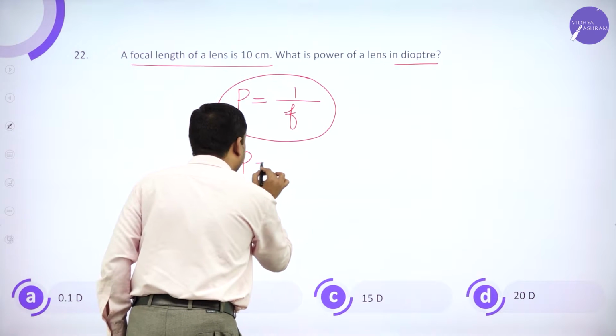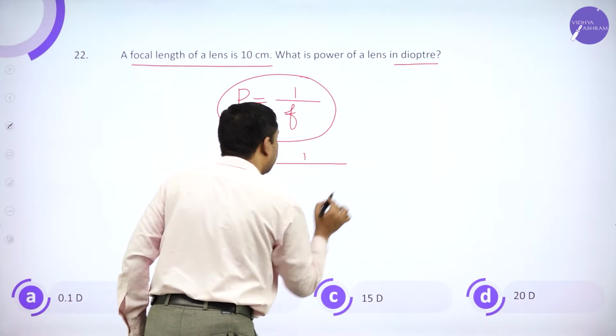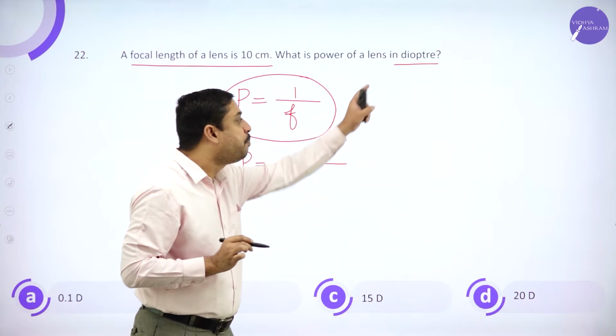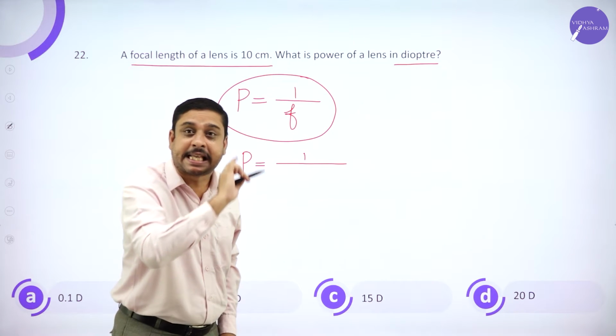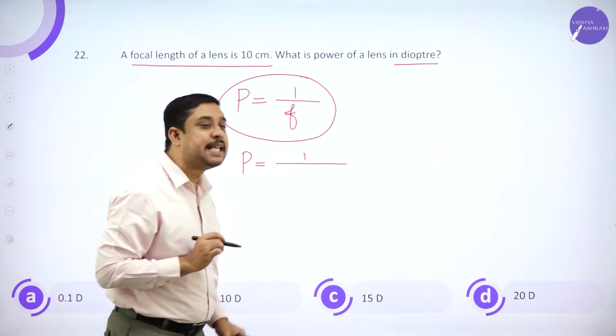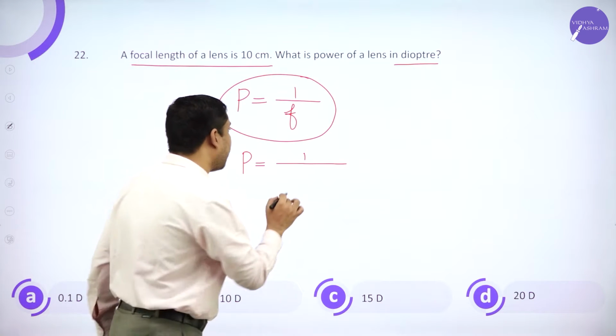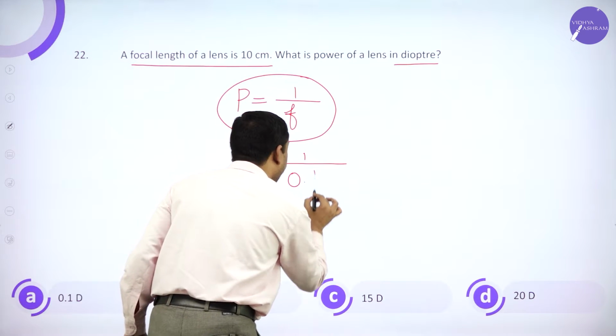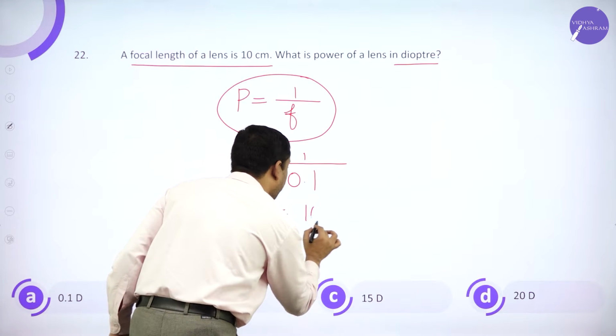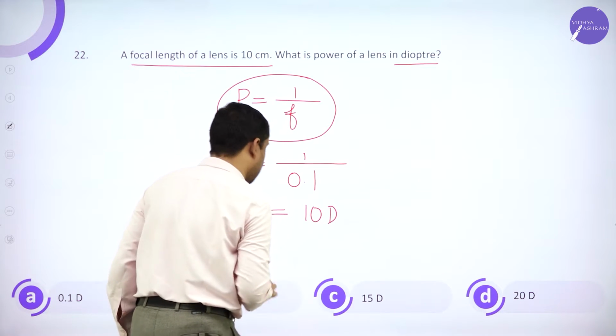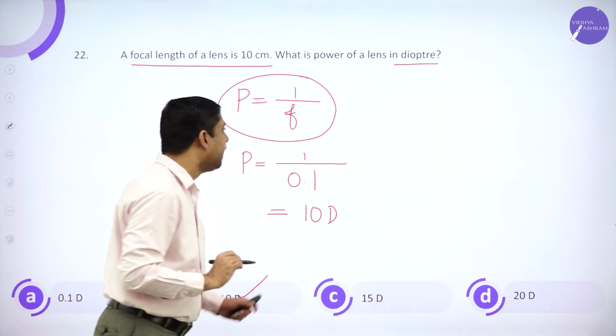How is the power of a lens related to its focal length? Power is always equal to 1 by f, or f equals 1 by P. So P equals 1 by f. Now I have to keep power in diopter, the SI unit. So 10 centimeter has to be converted to meter, 0.1. So 1 by 0.1, 10 diopter will be the answer.